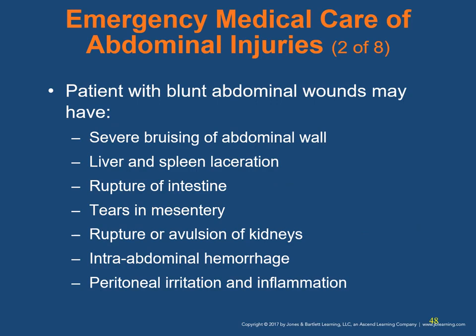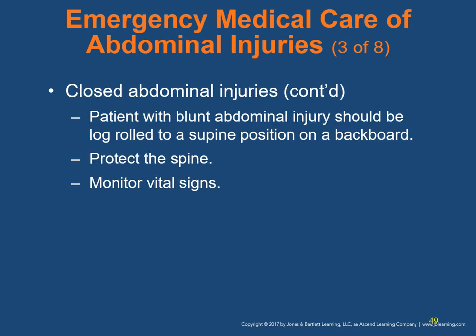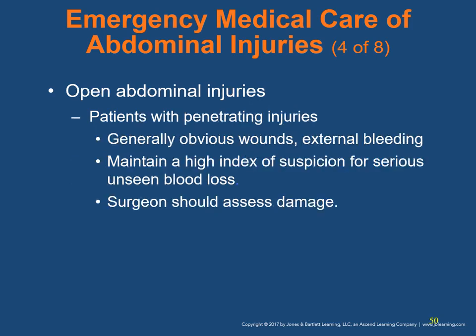Patients with blunt abdominal wounds may have severe bruising of the abdominal wall, liver and spleen laceration, ruptured intestines, tears to the mesentery, rupture of kidneys or avulsions of the kidneys from their arteries and veins, rupture of the urinary bladder, severe intra-abdominal hemorrhage, and peritoneal irritation and inflammation. A patient with blunt abdominal injury should be log rolled to a supine position on a backboard. Protect the spine. Monitor the patient's vital signs for any indication of shock and treat appropriately.